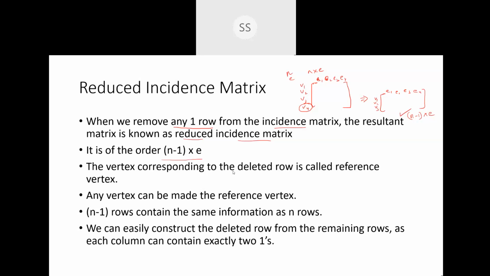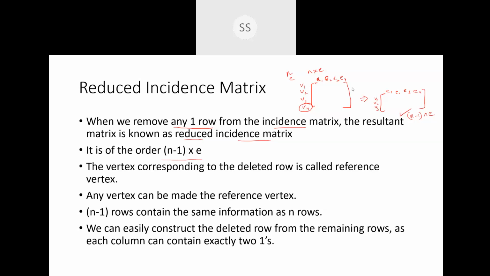The vertex corresponding to the deleted row is called the reference vertex. So the vertex that I have deleted from my incidence matrix is called the reference vertex. And we can say that any vertex can be made the reference vertex. It is not required that it has to be the last vertex. You can remove any one vertex. Any one of the vertices can be made a reference vertex.